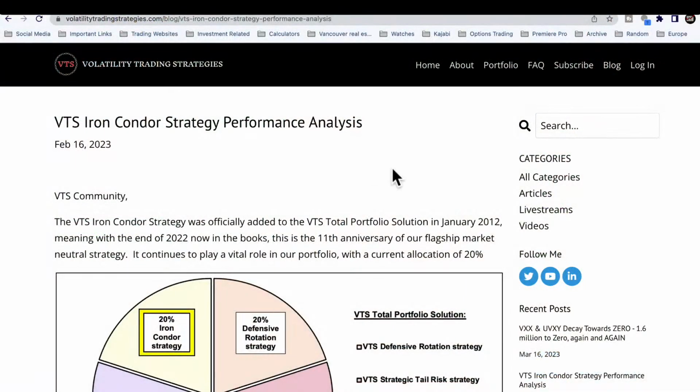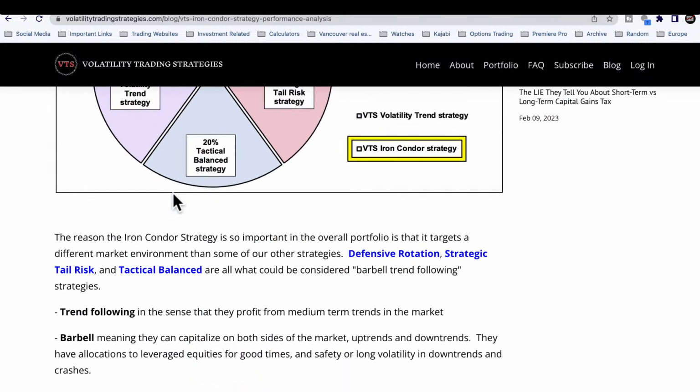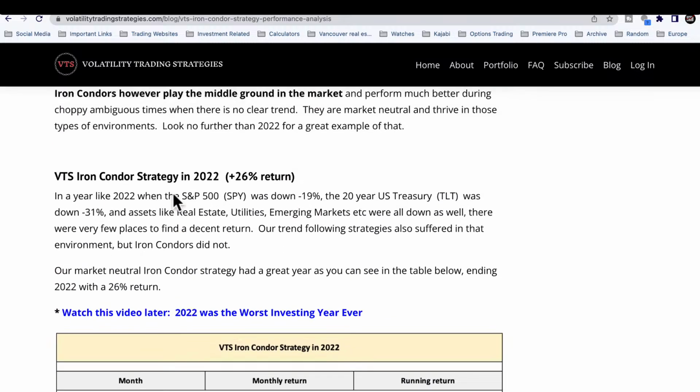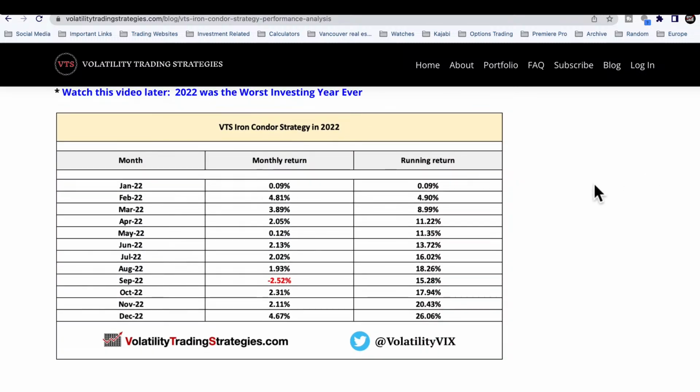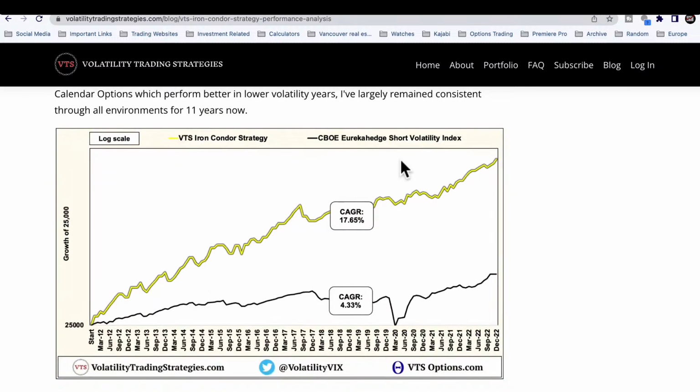I do that sometimes. All right, so Iron Condor strategy last year made 26%. That's in 2022. Stock market was down 20%. This strategy was up 26%. So when you're talking about commissions on a strategy that is consistent, most of the trades are profitable because we take extremely wide iron condors, very safe, long dated, 45 to 75 days out. The commissions are going to be a fraction of that.